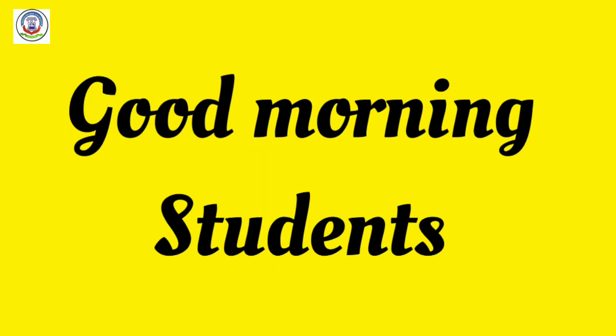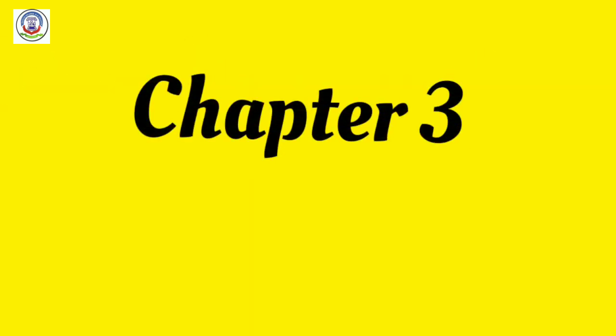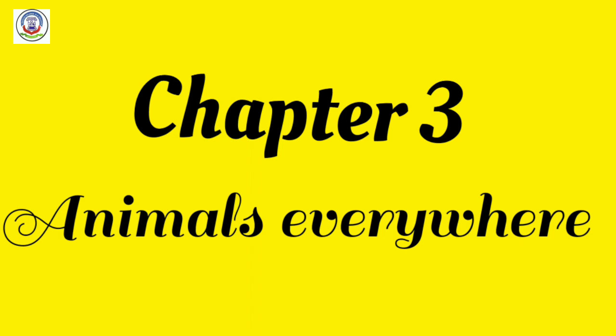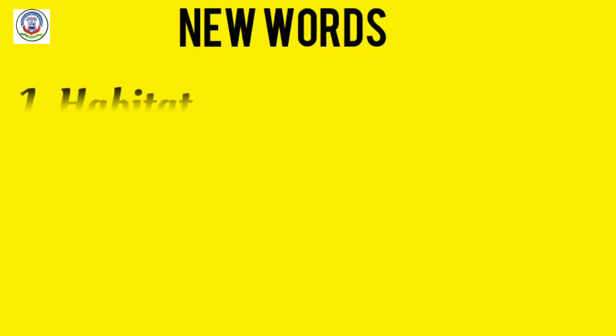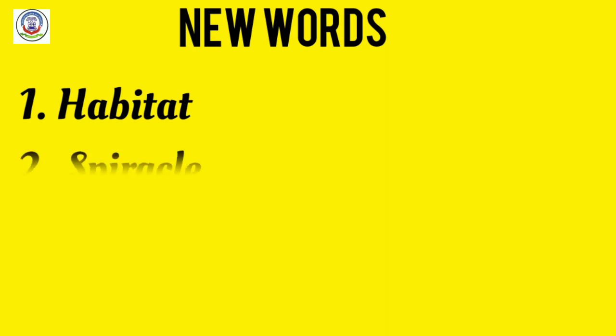Good morning, students. Today we will start chapter number 3, Animals Everywhere. Before starting the chapter, we will read and learn new words. First, habitat, means रहने का स्थान. Second, spiracle, means सांस लेने का छिद्र.